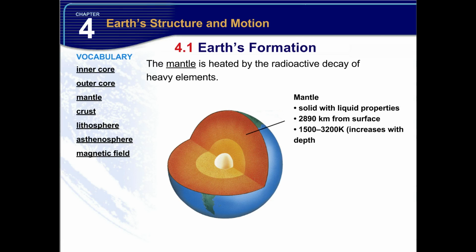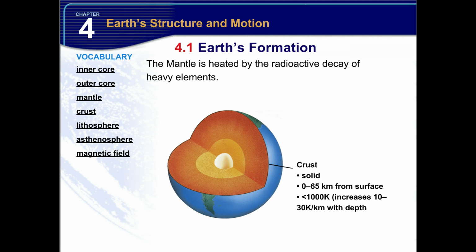Now, the mantle is heated by radioactive decay of heavy elements. It is solid but has liquid properties. It's almost 2,900 kilometers from the surface, and its temperature range is between 1,500 and 3,200 degrees Kelvin. Now, the crust is solid. It's between 0 and 65 kilometers from the surface. Its temperature is less than 1,000 degrees Kelvin. It does increase about 10 to 30 Kelvin per kilometer.